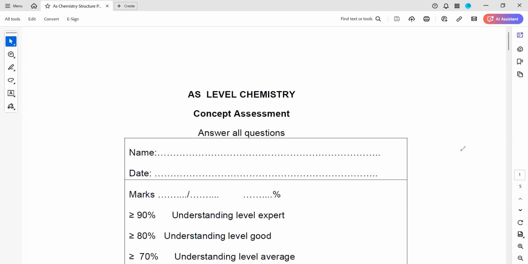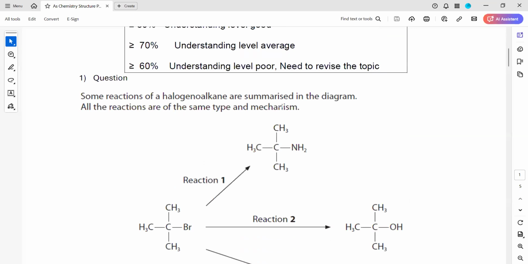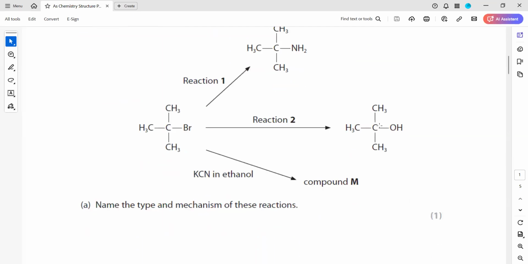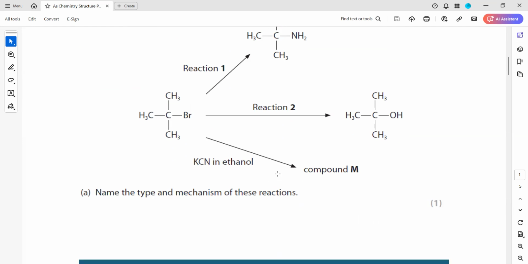We'll start with a discussion of structure pop quiz doubts. This was structure pop quiz 19. In the first question, some reactions of halogenoalkane are summarized in the diagram. As you can see, a halogenoalkane is converted into alkyl amine, converted into alcohol, and reacted with KCN and ethanol. Name the type and the mechanism of this reaction.